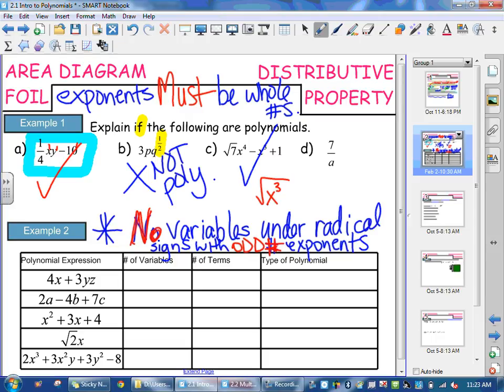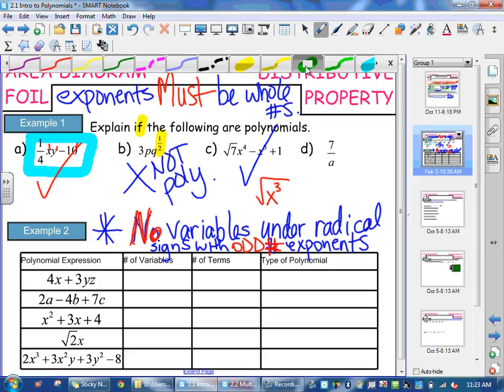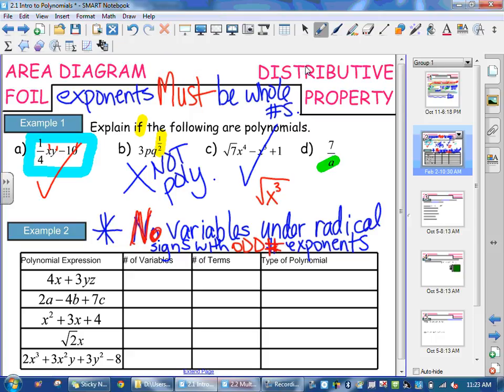Now, what about D? What do you notice about D? What condition does it not follow? Variable on the bottom of a fraction. That's a no-no. To get the special name. Okay? So this guy's not a poly. Okay? Does he exist all day long? Yes, he exists, but he doesn't get the special name polynomial.